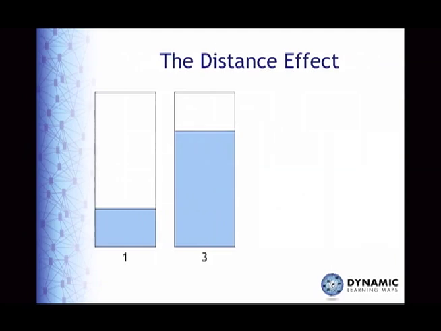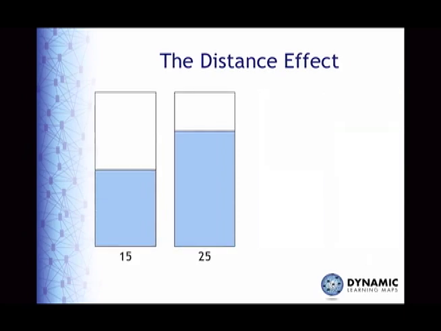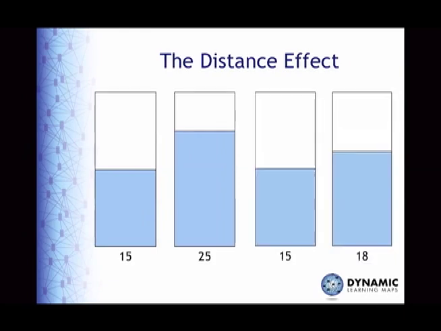It's obviously easier for us to understand that 3 is bigger than 1. And we can do that much more quickly than if we were trying to decide if 2 is bigger than 3. The same is true here. We are able to identify that 15 is smaller than 25 much more quickly than if we were looking at 15 as compared to 18.